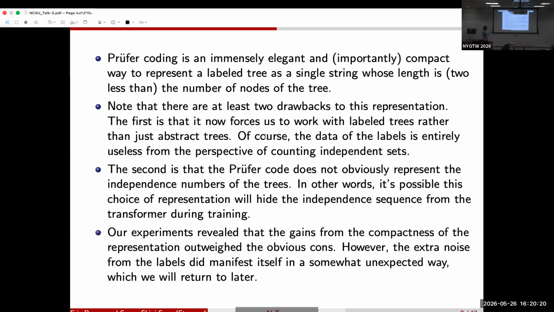But what was incredible, and frankly not expected, I started with the proof of code because I wanted something efficient, so let's just work with this, and then when it fails, we'll do better, and it just never failed, which was amazing, right? Our experiments revealed that the gains from the compactness of this representation actually outweighed all of the cons. So the fact that this representation only needs on order n space, the efficiency gains in terms of computation outweighed anything else. Now, the extra noise from the labels did manifest itself in a somewhat unexpected way, which I'll return to later.